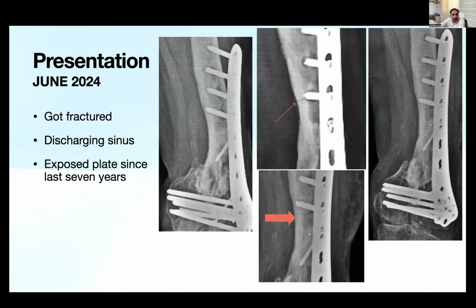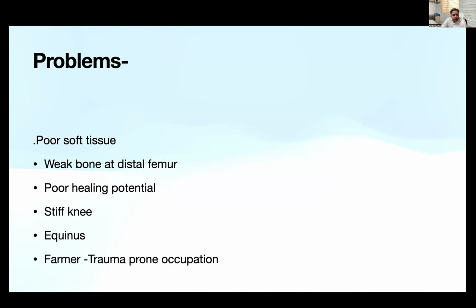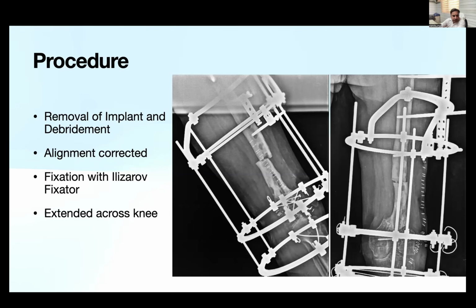We had problems of poor soft tissue, weak bone at the distal femur, poor healing potential, stiff knee, and equinus with foot drop. He was a farmer doing all agriculture activities, which is also prone to trauma. We removed the plate, did debridement of all the holes, and extended the Ilizarov fixator across the knee. The knee was also stiff and the patella fused to the distal femur.